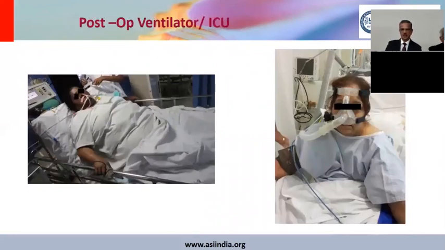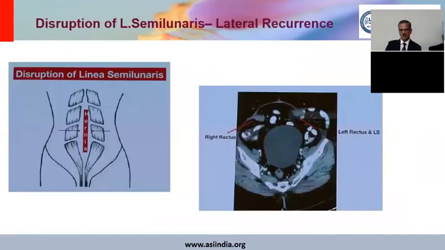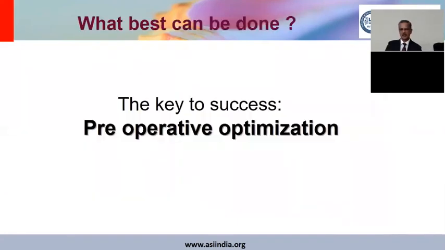The intra-abdominal pressure rises, it causes cardiorespiratory embarrassment. The anesthetist cannot bring these patients out of anesthesia, and they go to ICU with invasive or non-invasive ventilation. If these patients come out of this problem, many of them develop lateral recurrences. This is because of the disruption of the linea semilunaris in these patients, where there is tight intra-abdominal pressure, the visceral contents push laterally, and you can see in this CT scan that lateral hernias develop in many of these patients, which again makes the repair difficult ultimately.